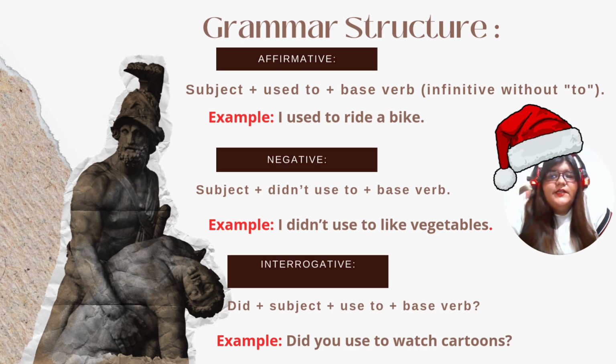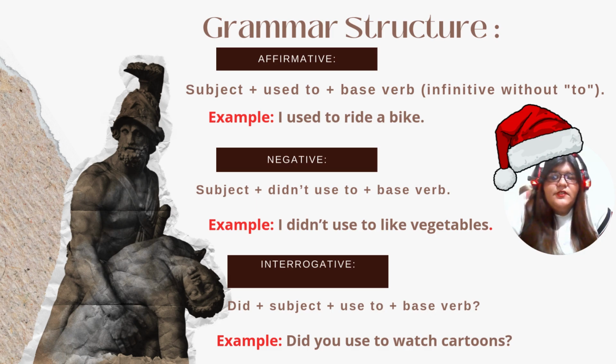Then we have in negative, the subject plus didn't. Do you remember the usage of the present in negative? If you don't remember it, I recommend you watch my video. You will find it on this YouTube channel. Then we have used to plus the base form of the verb. For example, I didn't used to like vegetables.